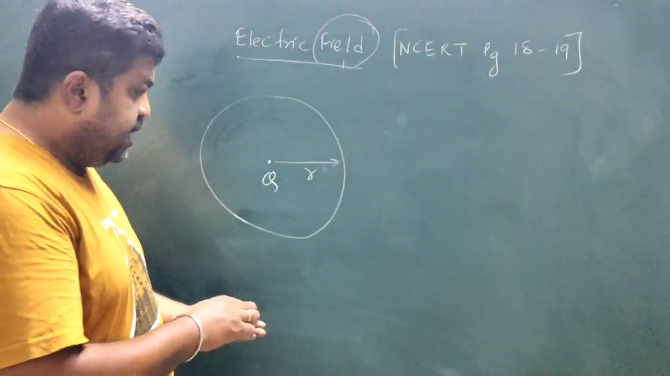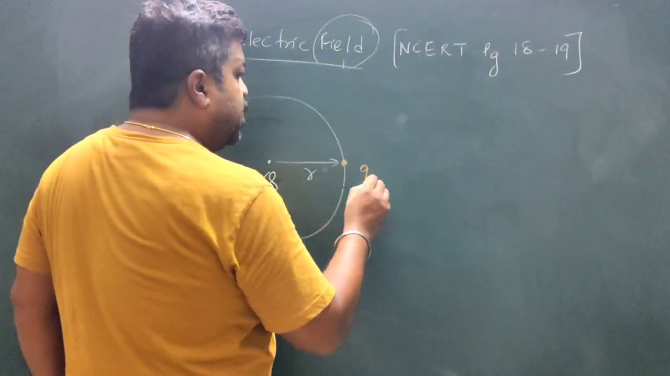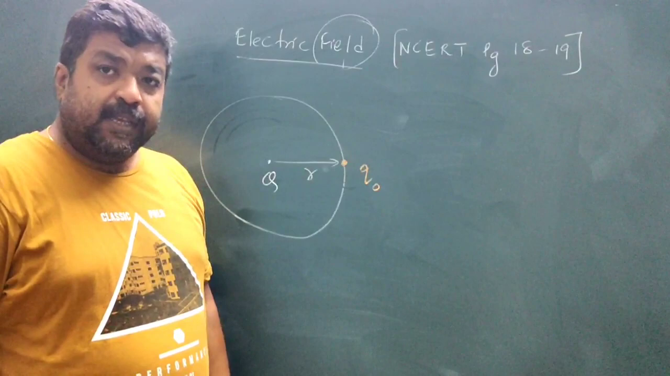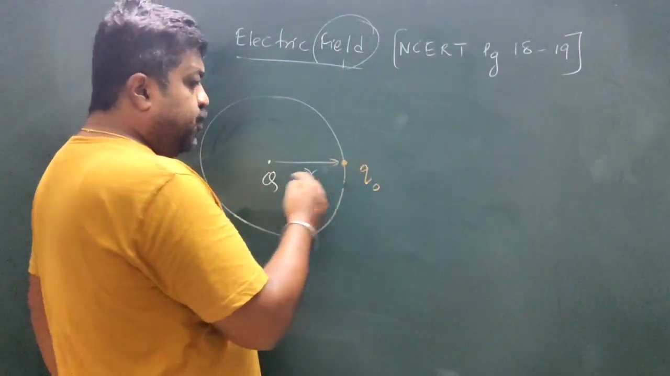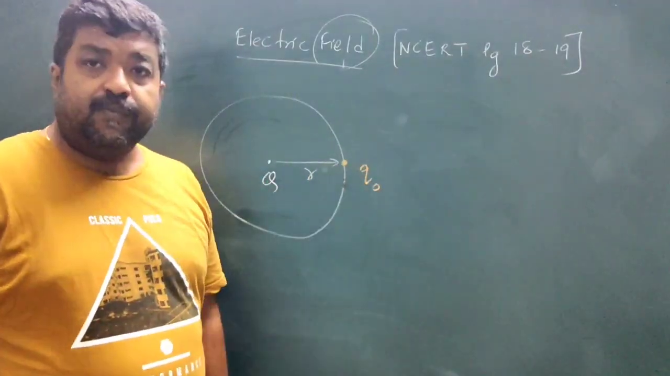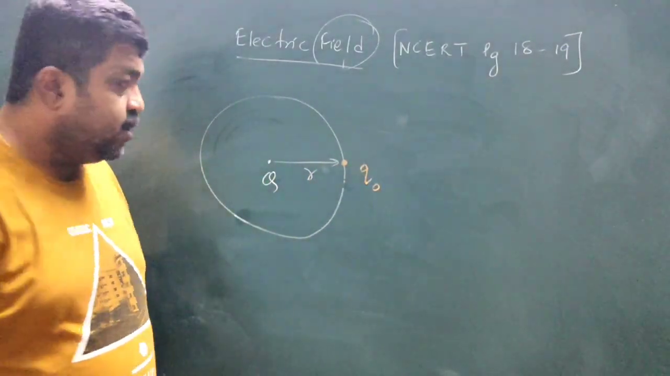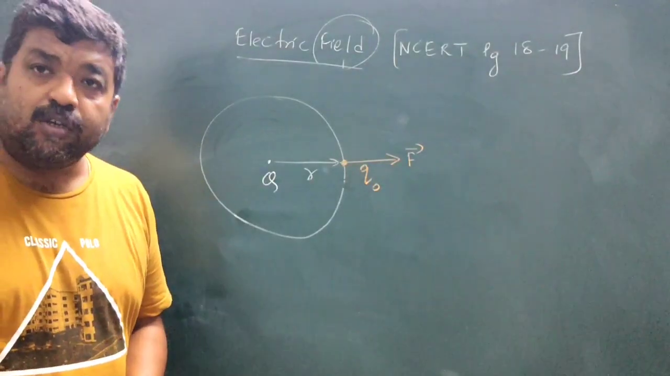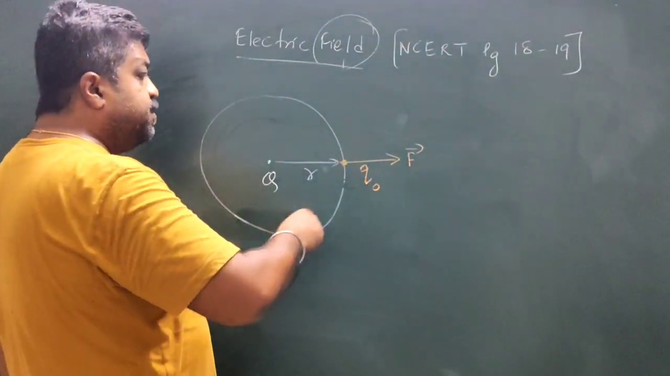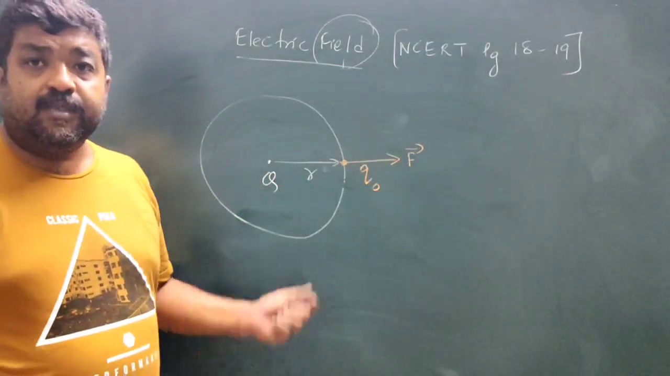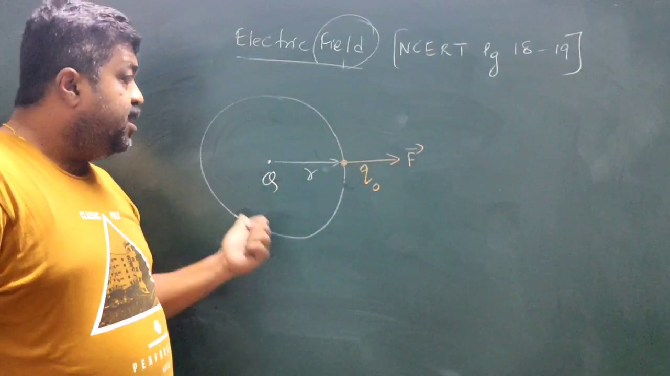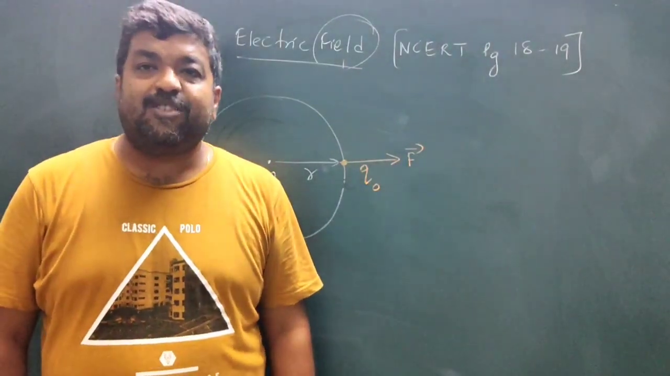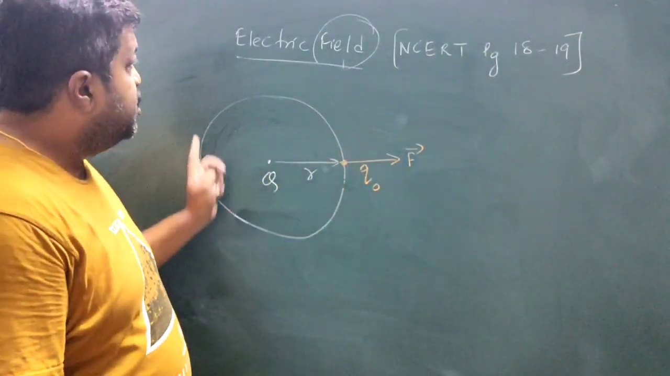Now if I place a point charge Q0 on the surface of the sphere, this Q0 will experience a force. Suppose I'm assuming that both the charges are positive. So Q0 will experience a repulsive force, and that force will be in the radially outward direction. Now this modified space surrounding charge Q is called the electric field of this charge, because in this region, if I bring any other charge, it is going to experience a force.